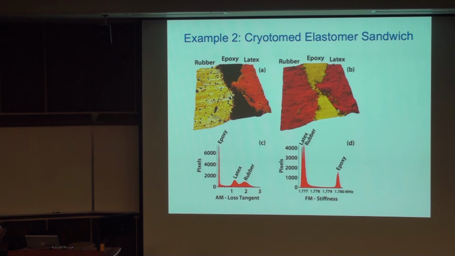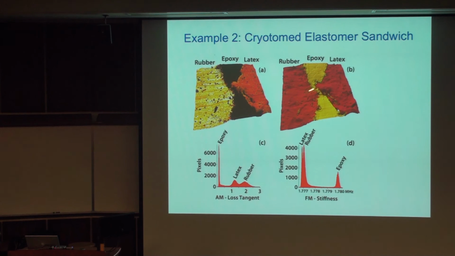That's also what I did here, where I cryotomed this elastomer. I glued together a rubber and a latex sample with some epoxy, cryotomed that, and then I can do some loss tangent measurements and some stiffness measurements. At that point, this is not calibrated. I can just make a very nice comparison between this type of material.